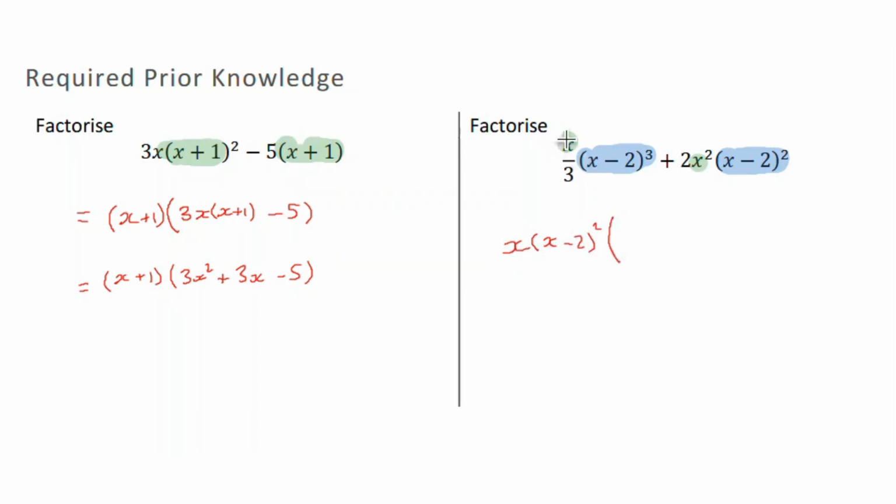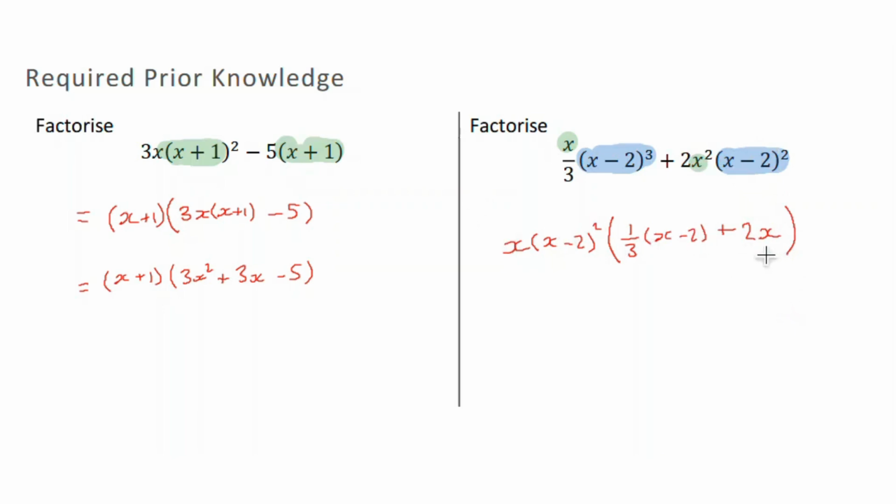then inside, what do we need to multiply x minus 2 squared by to get this? It would be by 1/3, and we need an extra x minus 2. And for this one, what do we need to multiply x minus 2 squared by? We need to multiply it by 2, and we need an extra x because there's x squared. We already have all of the x minus 2 squared.